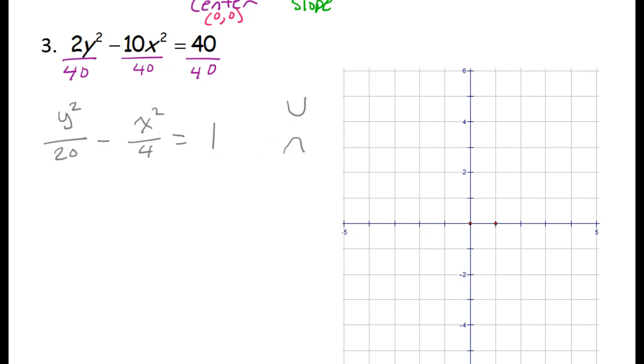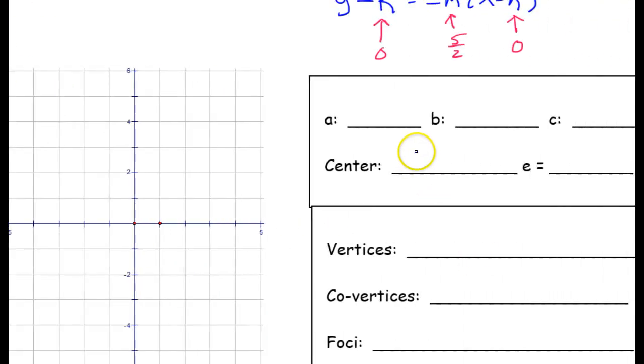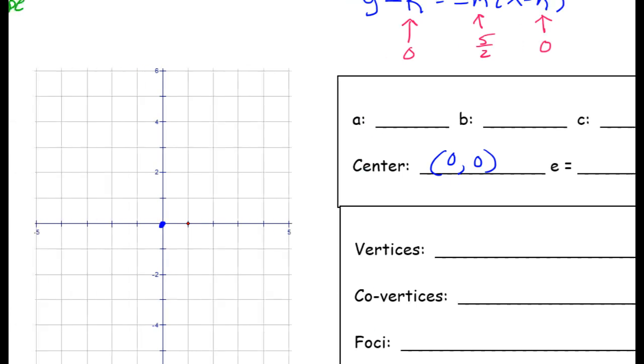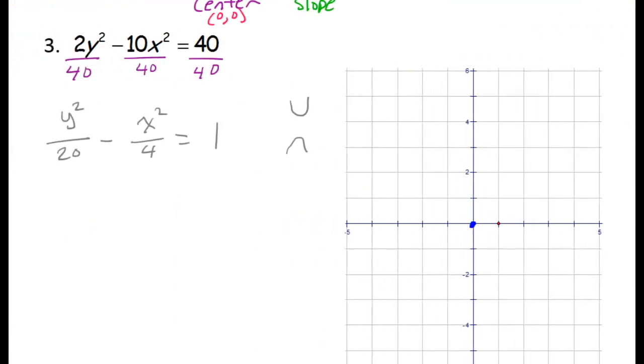We know that the center of this hyperbola is going to be 0, 0, because we just have x squared and y squared. We don't have x minus 5 or anything like that. So when it's just x squared and y squared, the center is 0, 0. So there's your center right there. Now let's find the a value, because that will give us the vertices.